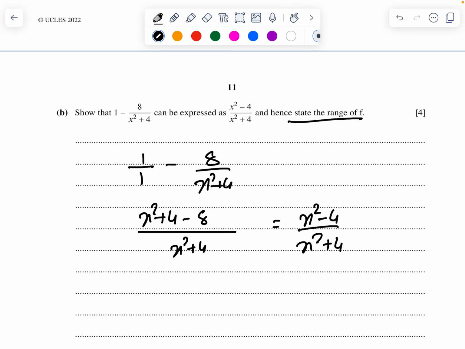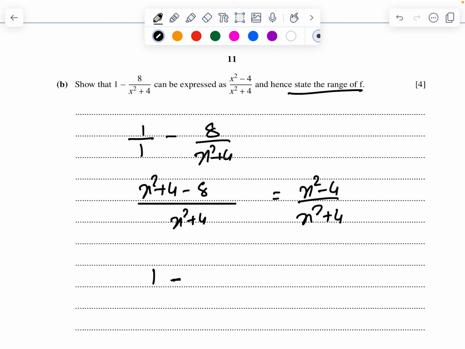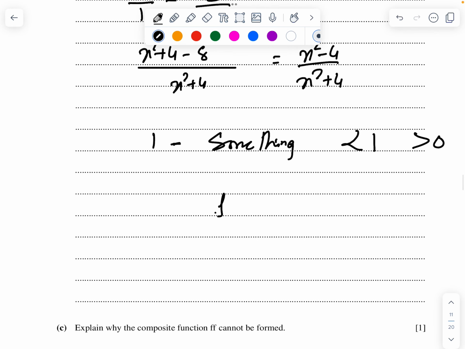Hence find the range. We know that 1 minus something will always be less than 1 and greater than 0. So therefore, f of x should always lie between 0 and 1.